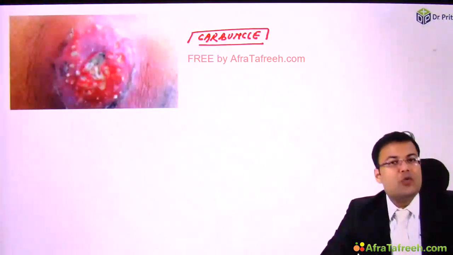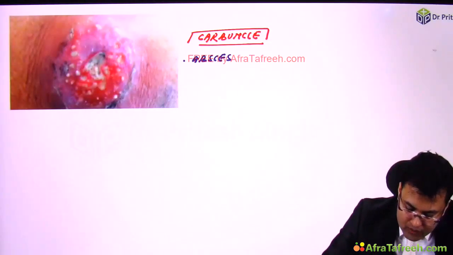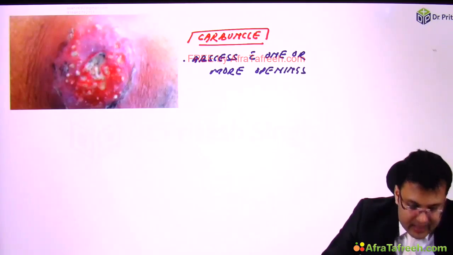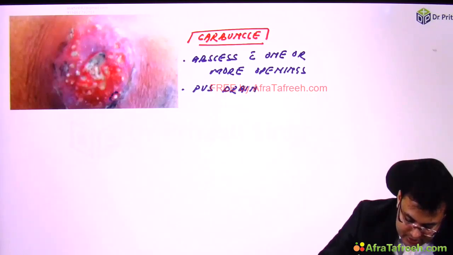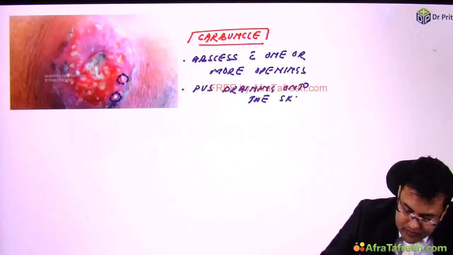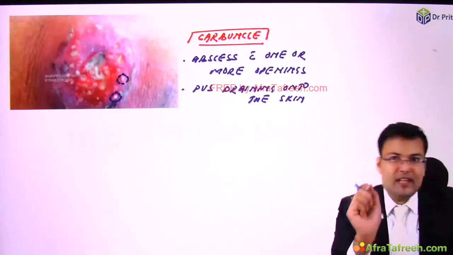So first question, what is this carbuncle? It's an abscess with one or more openings. And here you can see that there is pus draining onto the skin. Can you see this? You have seen this case especially in diabetics, exactly at the nape of their neck.